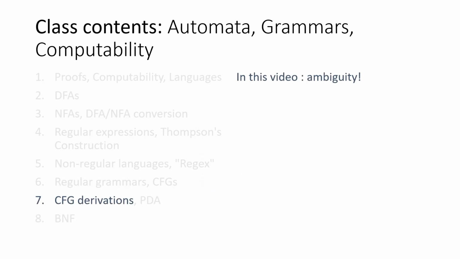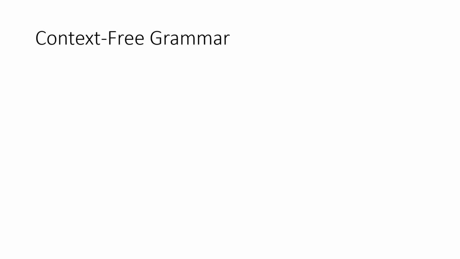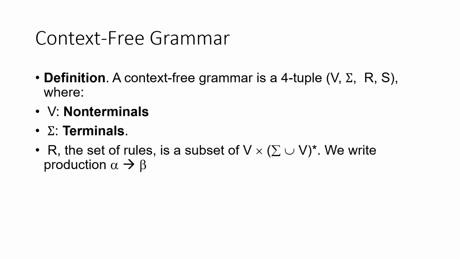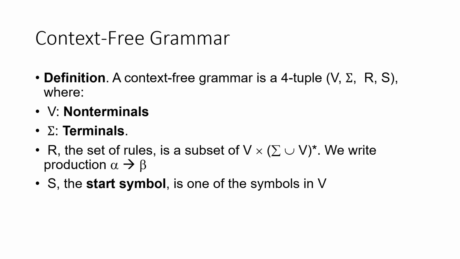Everyone. In this video, I would like to continue talking about context-free derivations, but we're going to focus on something called ambiguity. Recall that a context-free grammar is a four-tuple, which consists of V, the non-terminals, sigma, the terminals, R, which is the set of rules, and S, the start symbol.